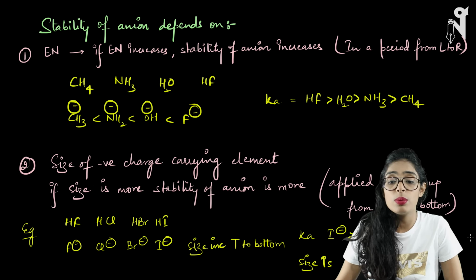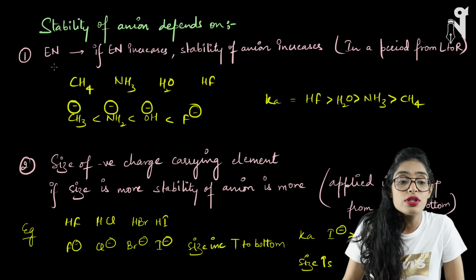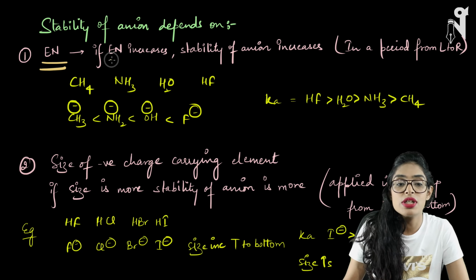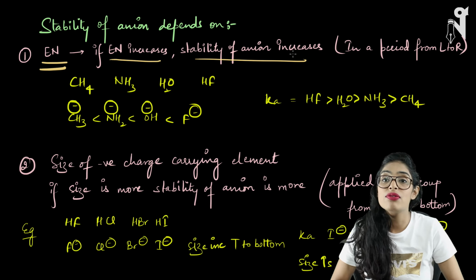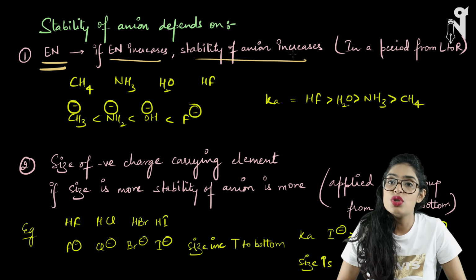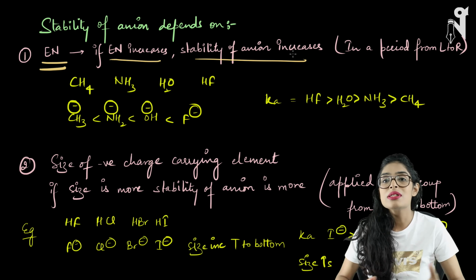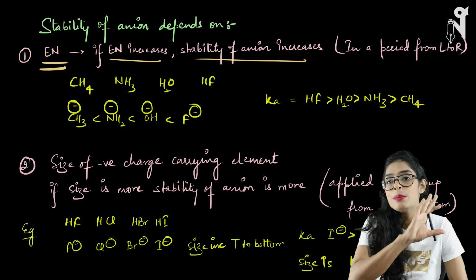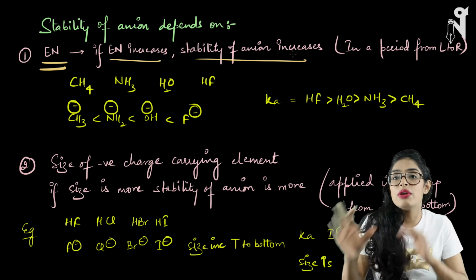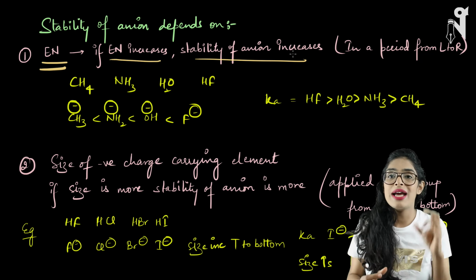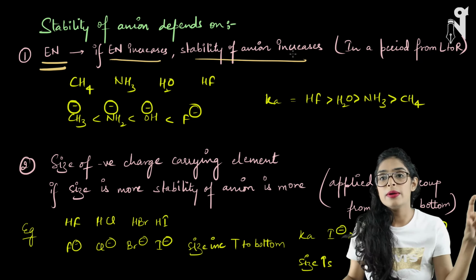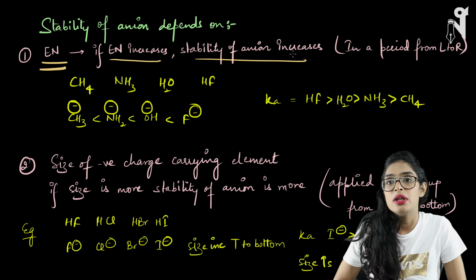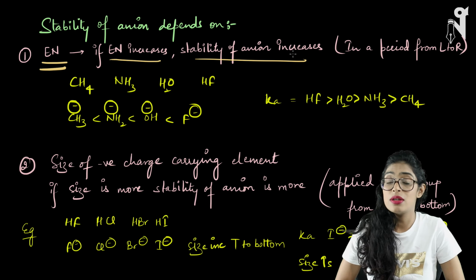Now let's talk about which factors the stability of an anion depends on. First is electronegativity. If the electronegativity of the atom carrying the negative charge increases, the stability of the anion increases. But this rule is followed only when you're going from left to right. So in the periodic table, if we are comparing two species whose atoms are in the same period, then only this rule fits.